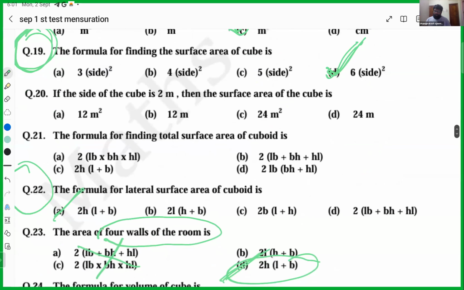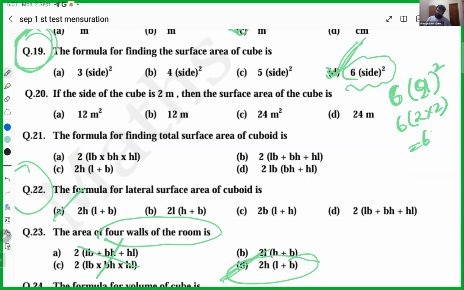Next, the side of the cube is 2 meter, then the surface area of the cube is. So 2 meter they are saying. Previously you already know the surface area of this is 6 into side square. Anyway, the option is wrong, I will correct it once the class is done. 6 into side square is 6 into 2 square, that is 6 into 2 into 2, which gives 6 into 4. As it is area, the unit is meter square, meter into meter is meter square. So 24 meter square is the answer. Any doubt in this?